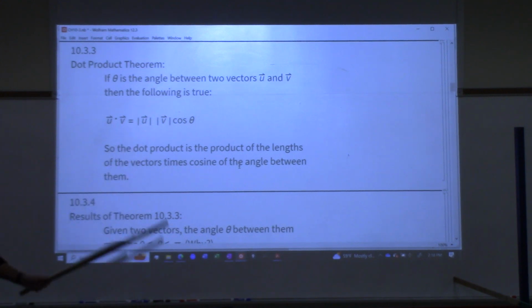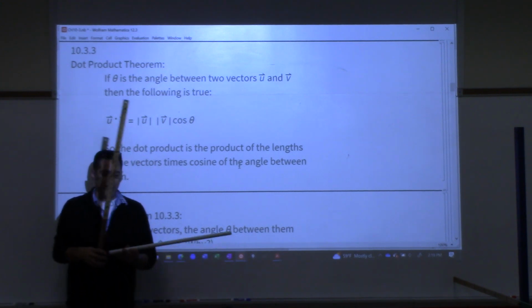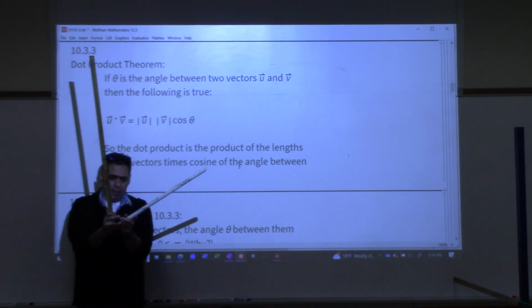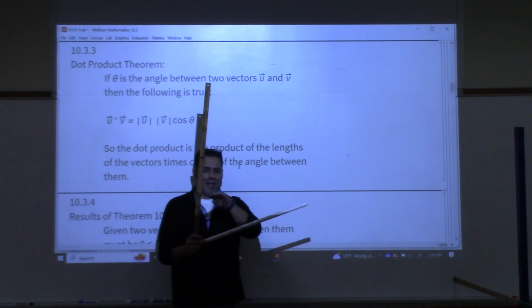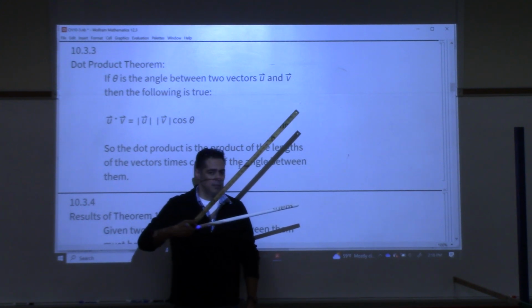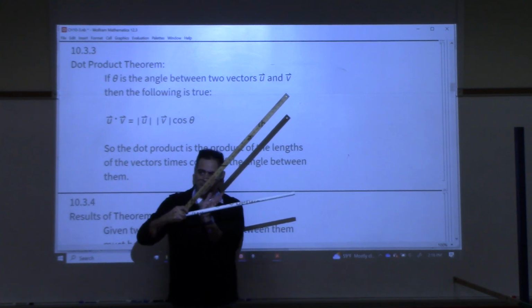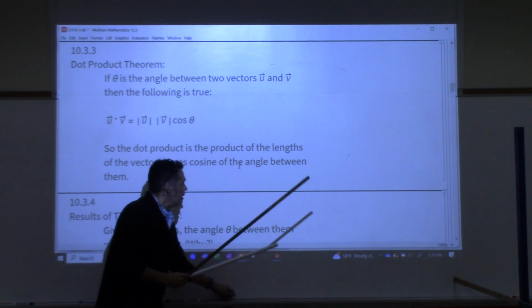So that's the theorem. Take it for now. And let's see what the results of this mean. So what if I tell you this? Here's the two vectors. I slide them tail to tail like this. What if I tell you that the angle between them is acute? That means between 0 and 90 degrees. Okay, think of an acute angle.